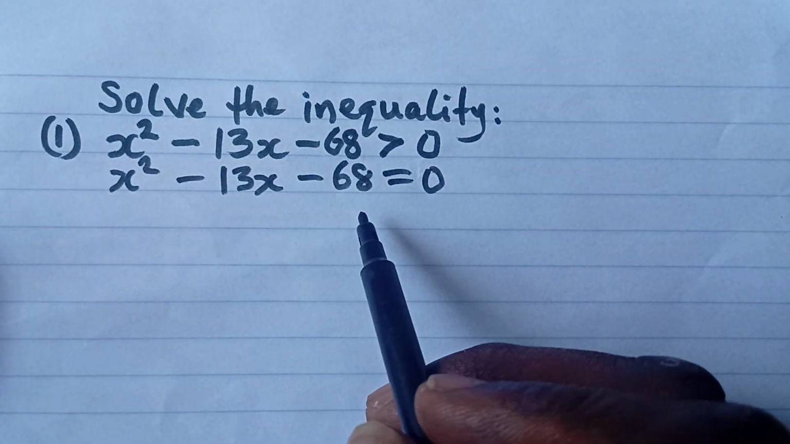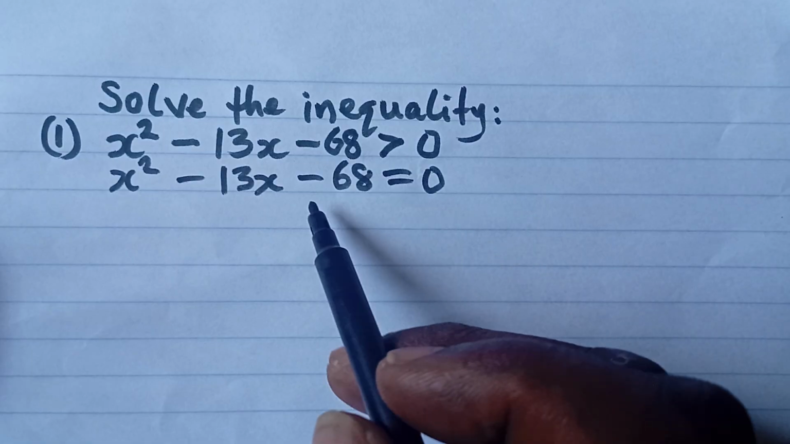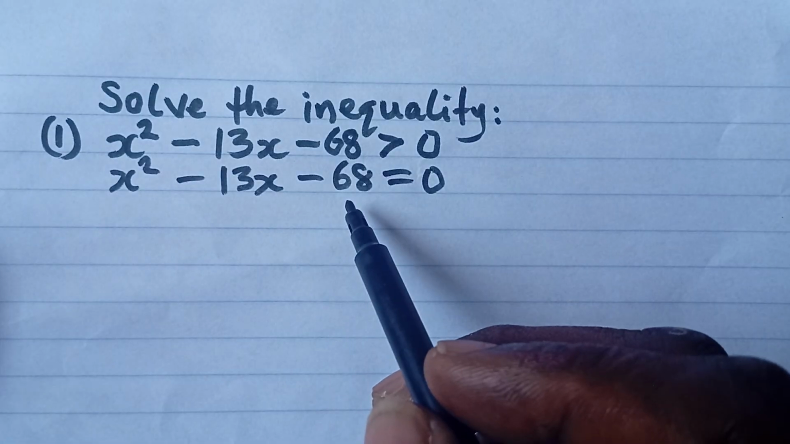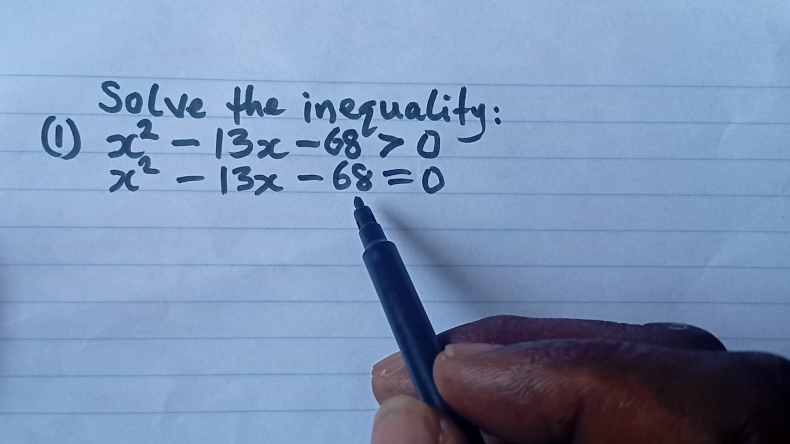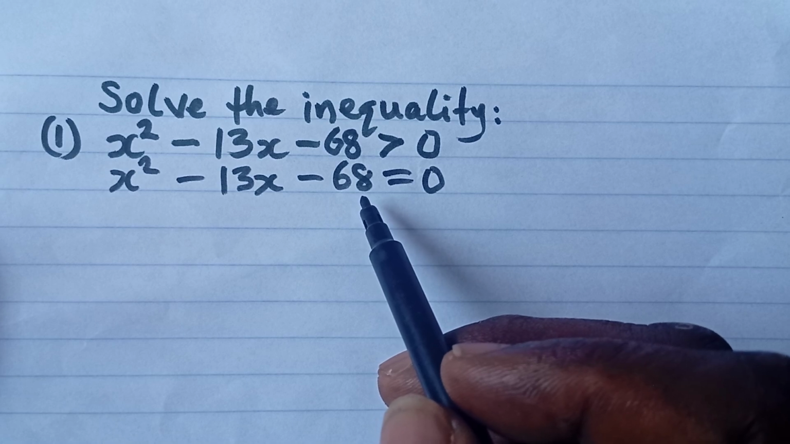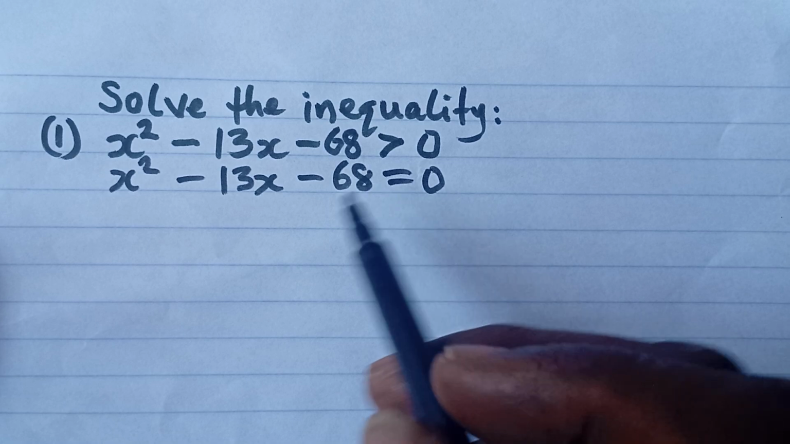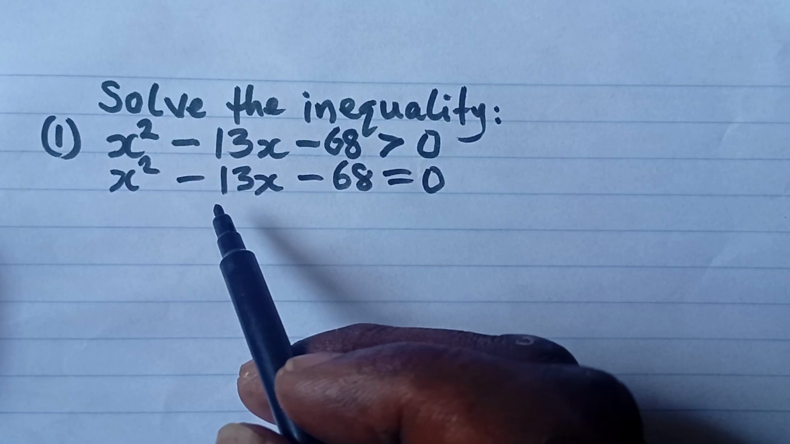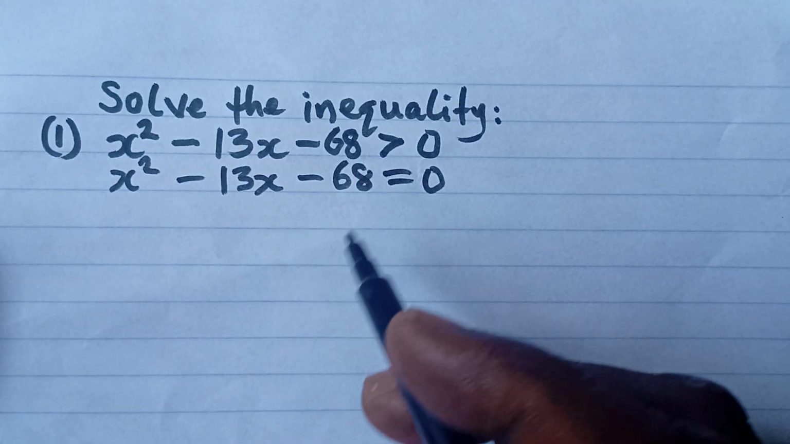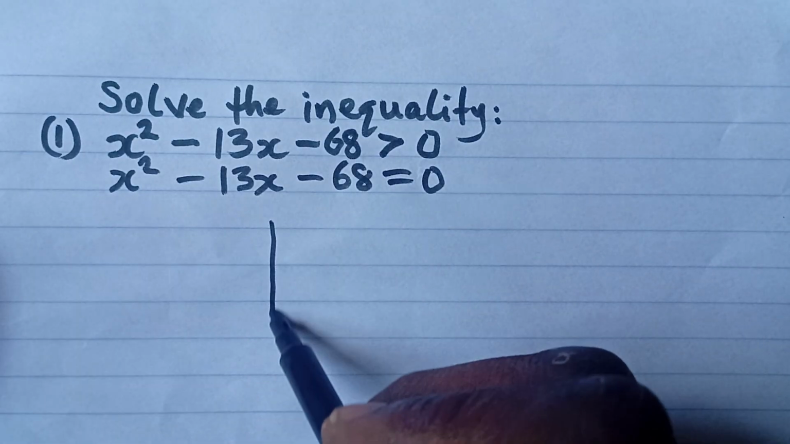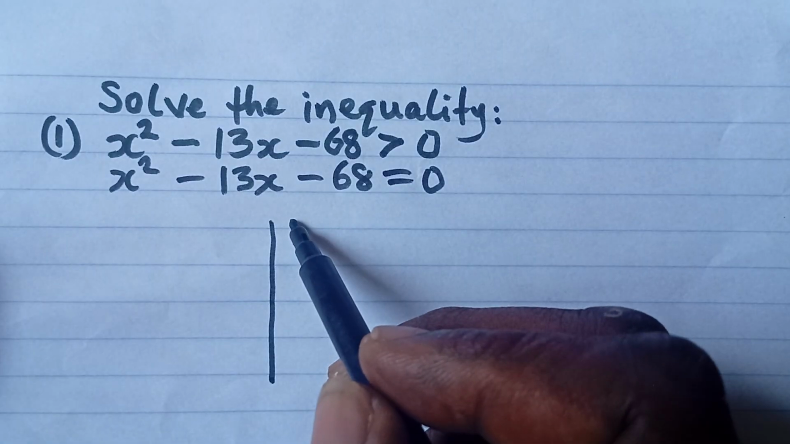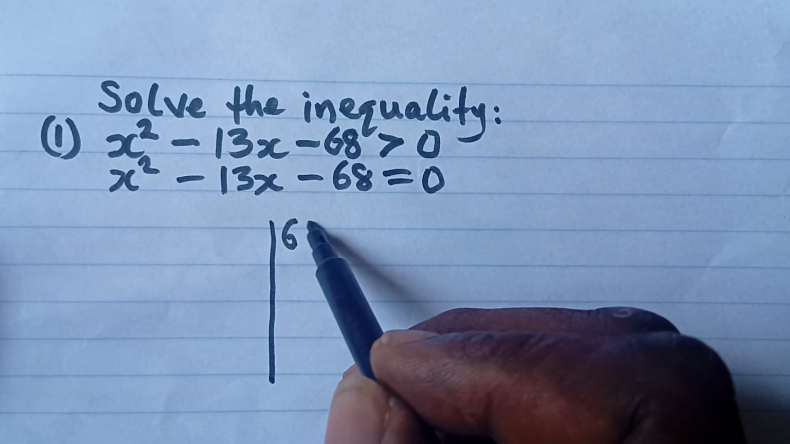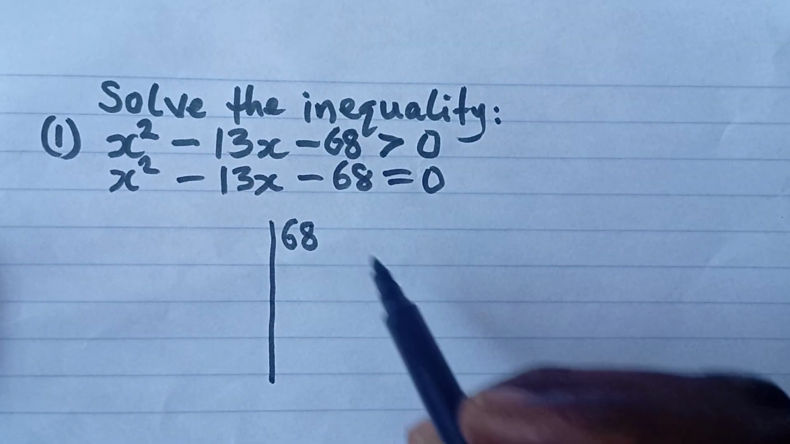Now for us to solve this equation first, we are going to look for two factors such that when you multiply them, you have negative 68, and when you add them, you have negative 13. A simple way of getting those factors is to rule a line and get the prime factors of 68 first.